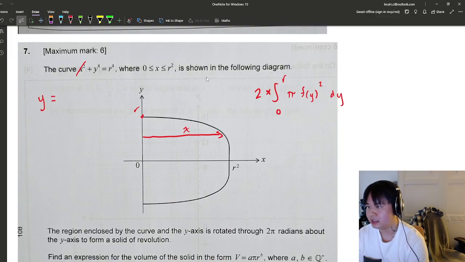Y is equal to... y to the power of 4 is equal to r to the power of 4 minus x squared. And then, am I doing this right? Nope, I am not doing this right. I need to solve for x. X squared would be nice. Oh wow, okay, never mind. They're nice to you.